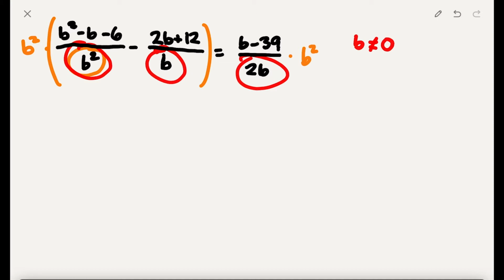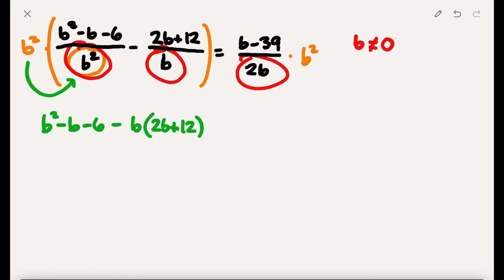So we're going to distribute this b squared to this first one right here, and you'll get b squared minus b minus 6 minus, okay, the b squared and the b are going to cancel, but you'll still have one b left, so it's going to be minus b times 2b plus 12. Okay, and then from here, this b is going to cancel out with this b here, and you're going to be left with b times b minus 39 all over 2.